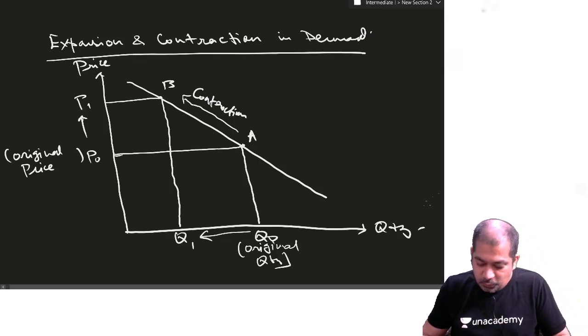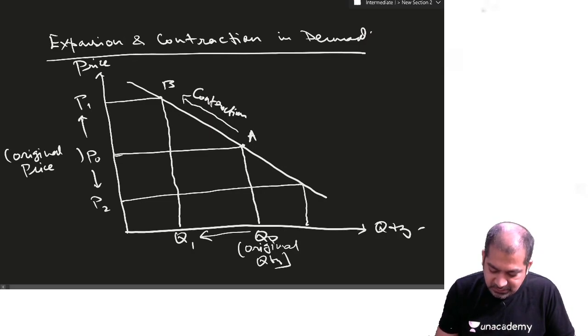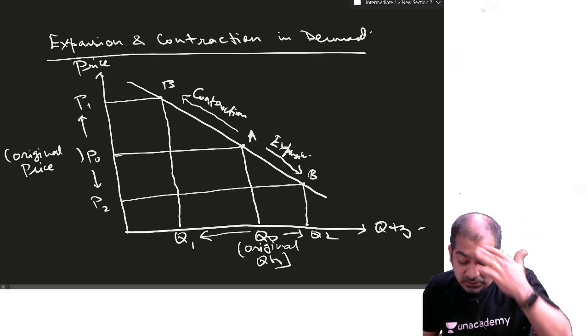So contraction happens when you are moving up the slope of the demand curve and you are moving towards the origin. Whereas when the price falls down from P0 to P2, there is an increase in quantity demanded. If I extend this line here, then this is your Q2. Again, there is an increase in the quantity demanded, and we see that we move down on the slope, that is causing expansion.